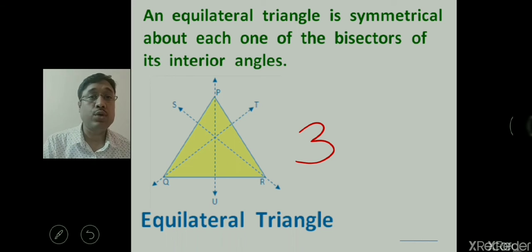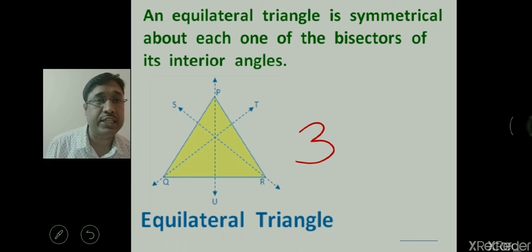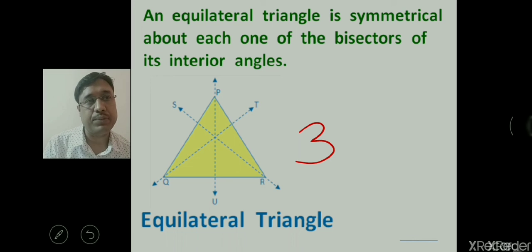Now you can solve exercise 18A, questions 1 to 9, and you may draw the diagrams of the figures I have explained with their lines of symmetry, and also write the number of lines of symmetry in the figures. Now revise all these concepts nicely, watch this video carefully and try to understand it all.